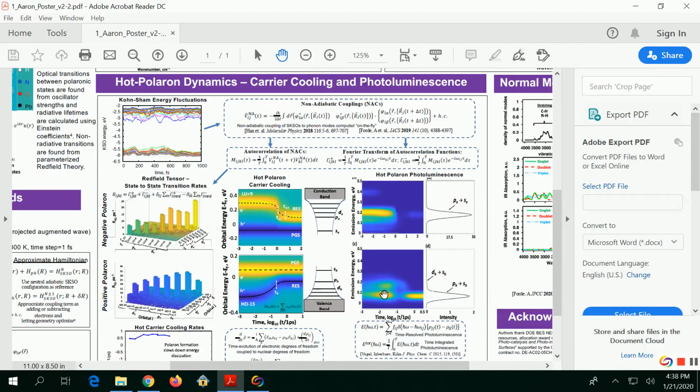What do you consider the environment? So just the phonons, or the lattice vibrations, from within the lattice and from the surface.